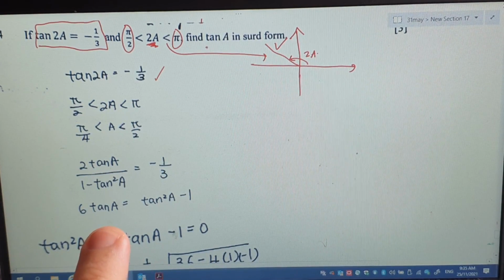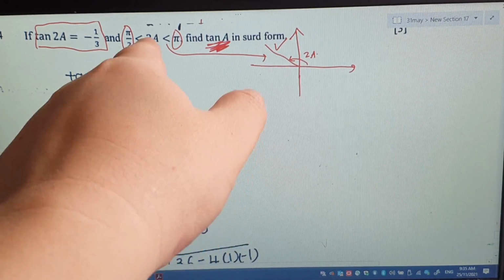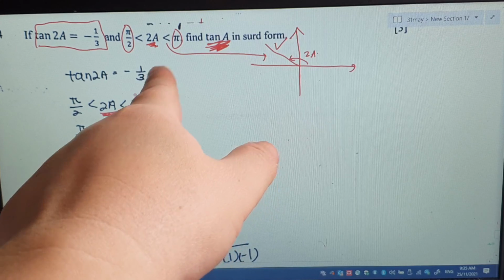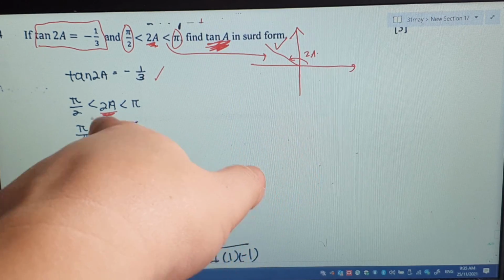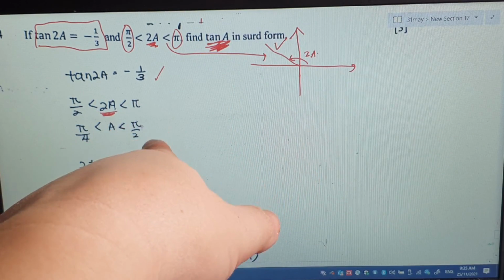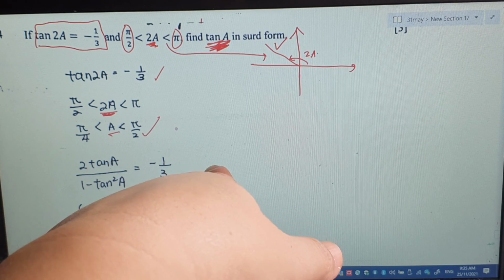And then they give you this. So they want you to find tangent A. But you see, just now what they gave us was 2a. They want a. So what do we do? Divide by 2, divide by 2, divide by 2. So that's how you get it.